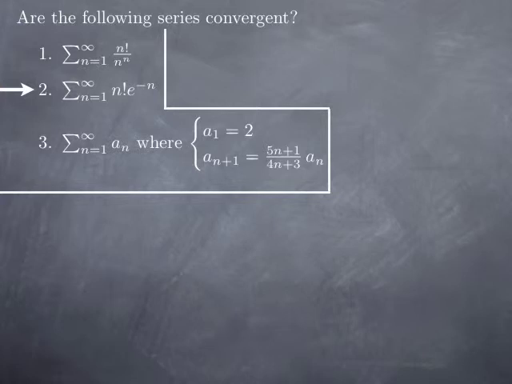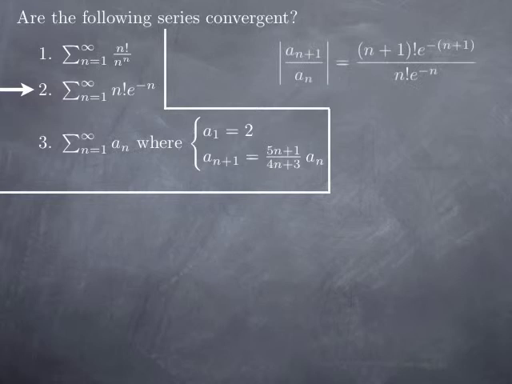For the second exercise, we want to decide whether the series of general term n factorial e to the negative n is convergent. And because we have a factorial and a power, it is natural to use the ratio test, so we can look at a_{n+1} over a_n. a_{n+1} is n plus 1 factorial multiplied by e to the negative n plus 1, and we divide that by a_n, which is n factorial e to the negative n.